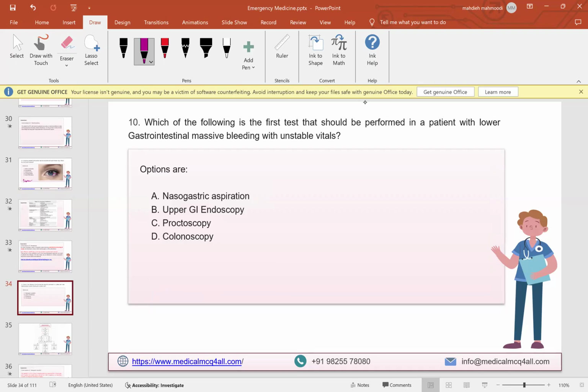And the last one. Which of the following is the first test that should be performed in a patient with lower gastrointestinal massive bleeding with unstable vitals? A, nasogastric aspiration. B, upper GI endoscopy. C, proctoscopy. D, colonoscopy.